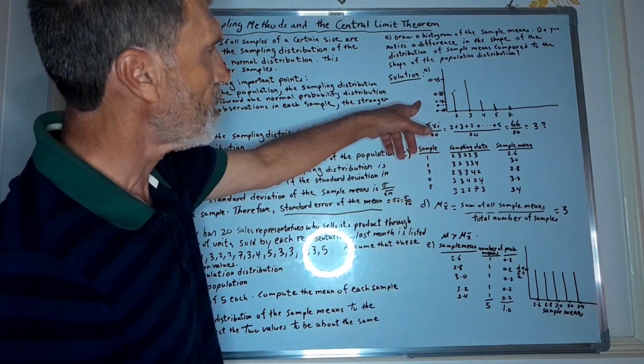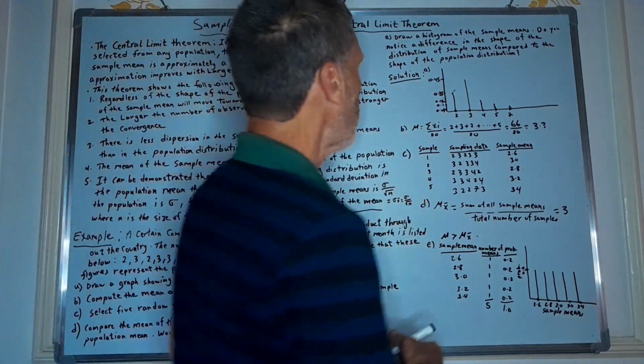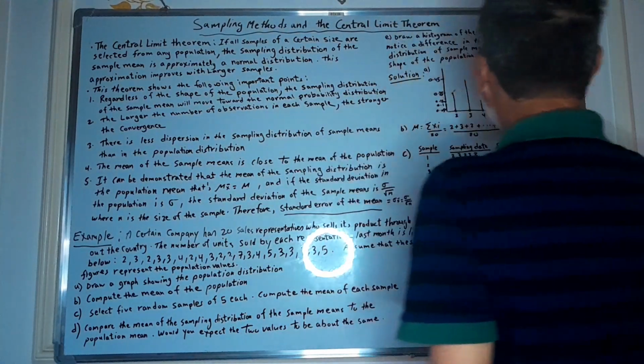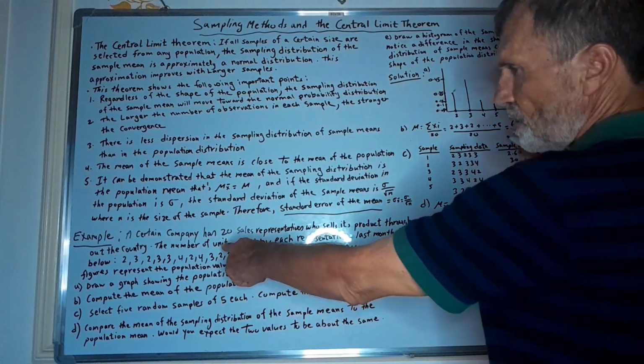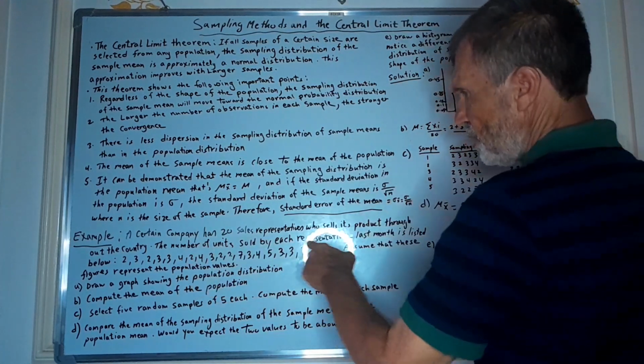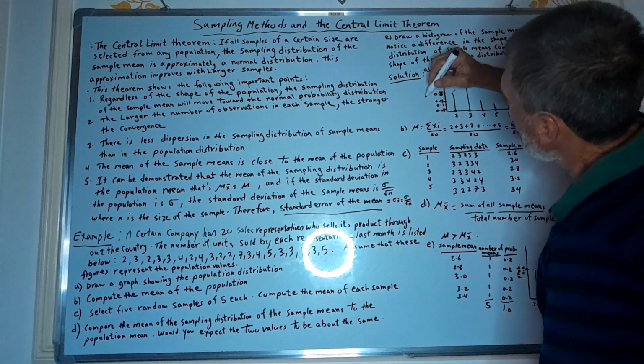Now, A, draw a graph showing the population distribution. This is the graph over here. Of course, here we have the observations in the population, and we have the probability.